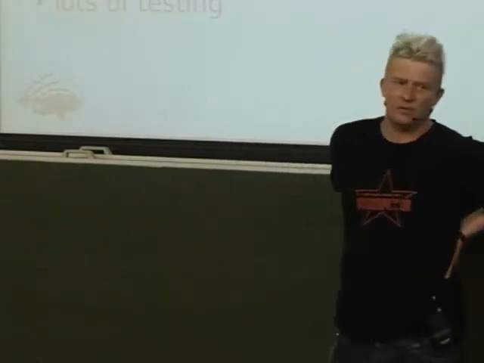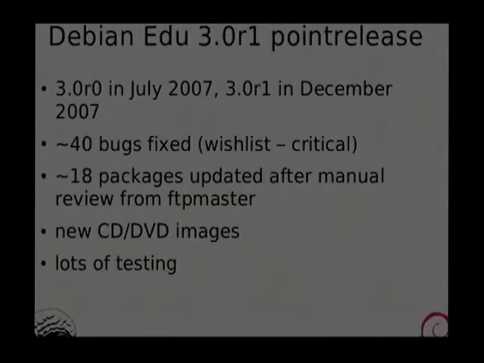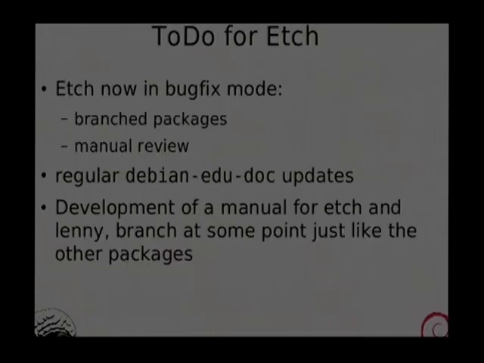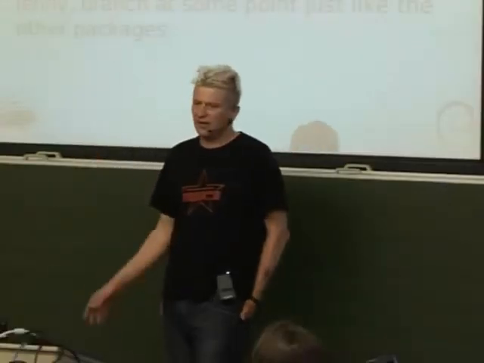So in July 2007, we did our Etch and a half release, which was 3 months after Etch, because we had to test our changes, and it took some time to test them all. For the point release, we fixed about 40 bugs, which were mostly in our Bugzilla, not Debian bugs. And we updated 18 packages, which I have some more detail on. And we built new CD and DVD images, of course. And now Etch is really frozen for us.